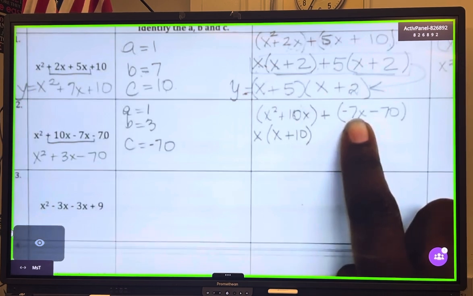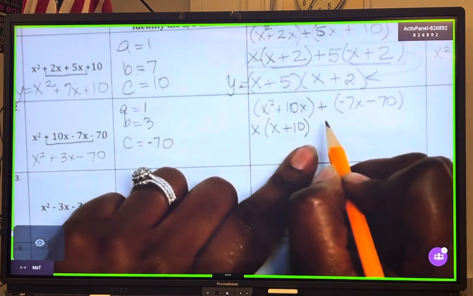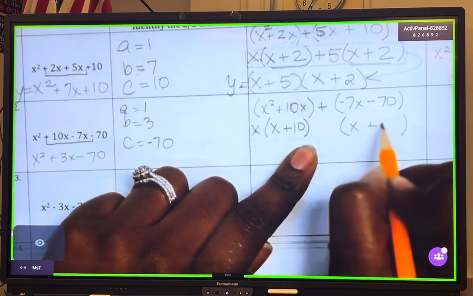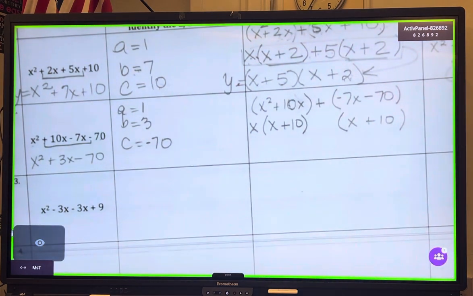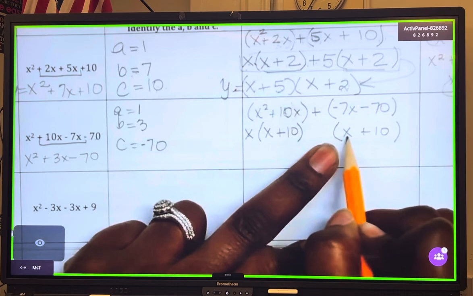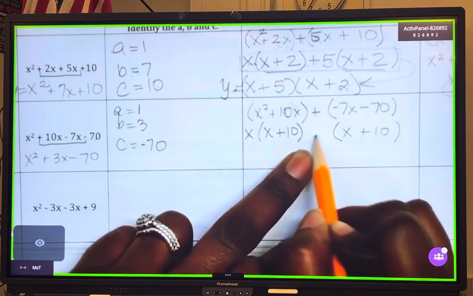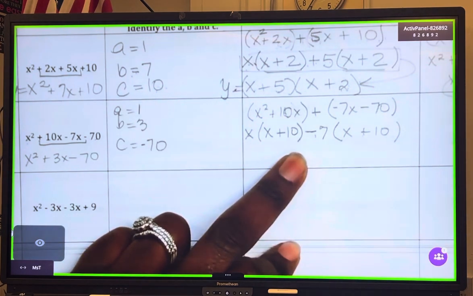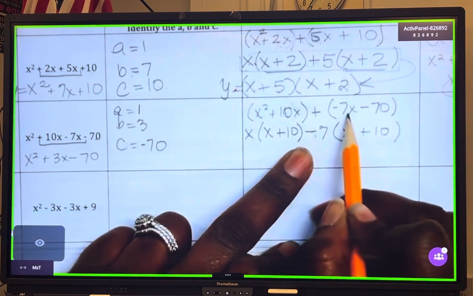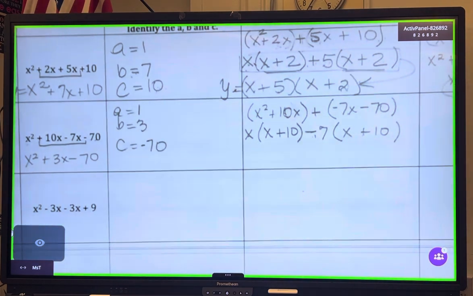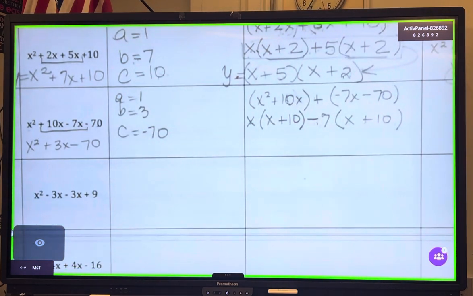Are y'all following me? All right, so I'm going to go over here now, and I'm just going to put it here because I know that's what I want it to be. I want it to be x plus 10. So how do I get this to be an x plus 10? I have to pull what out of here? Negative 7. Why? Because negative 7 times x is negative 7x, and negative 7 times 10 is negative 70. Once you get that first one, the rest of it should be easy.